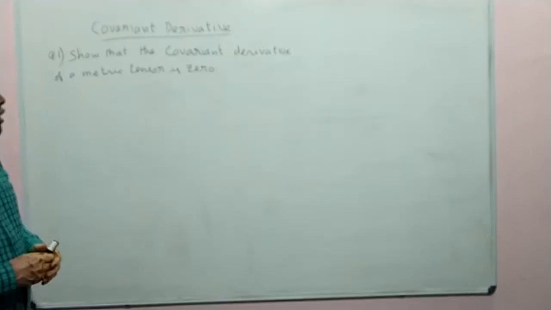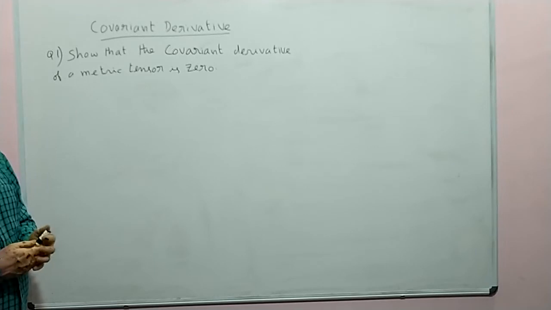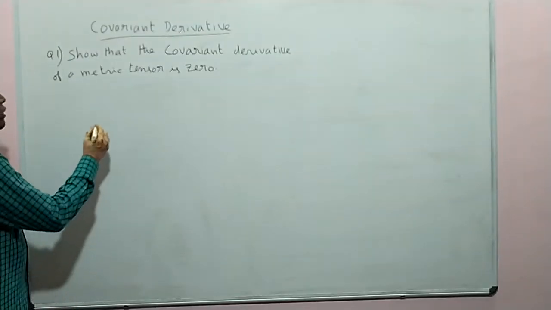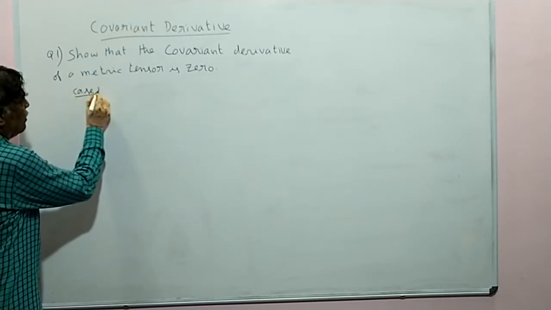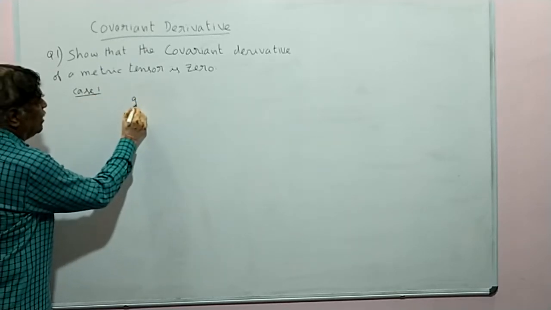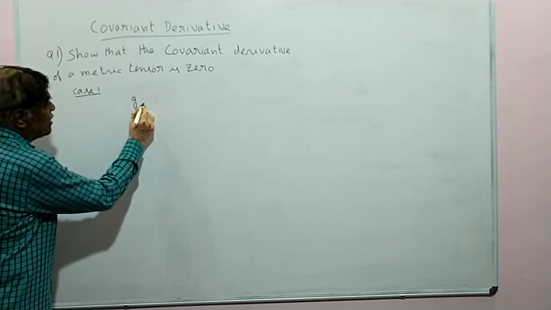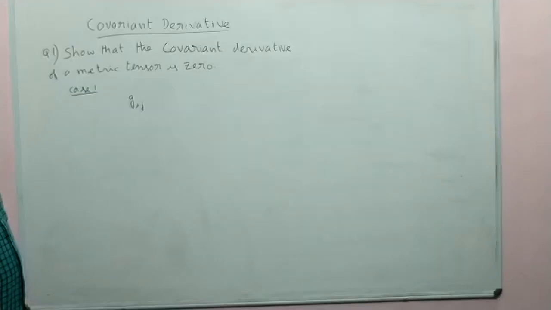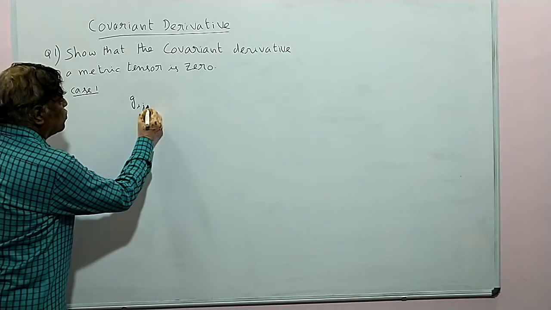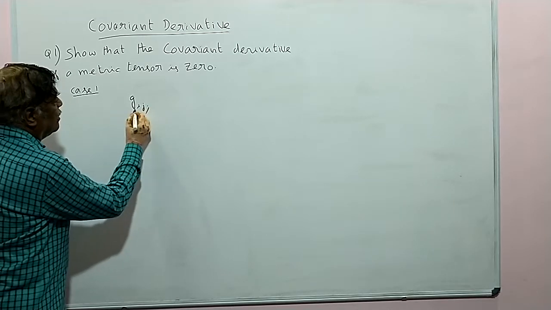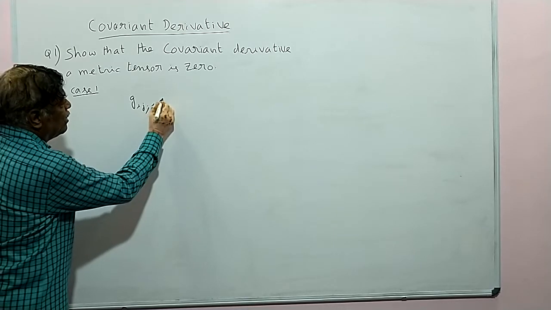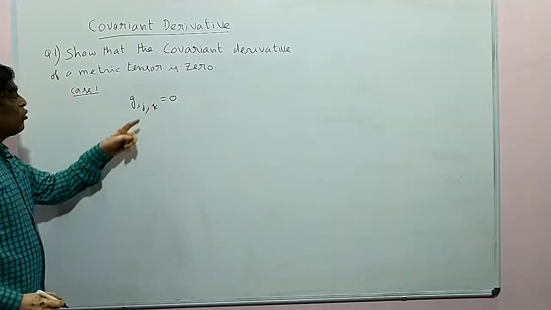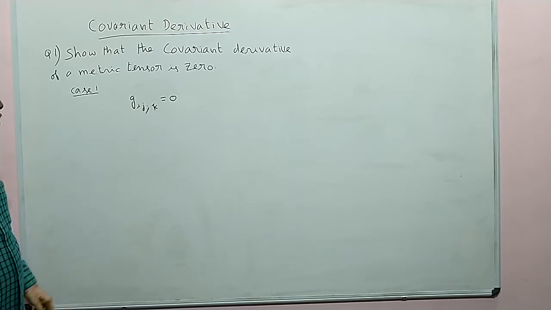In this lecture, we are going to show that the covariant derivative of the metric tensor is 0. Now, let us take the first case, case 1. Consider g_ij, the covariant metric tensor. We have to show that g_ij semicolon k is equal to 0. Semicolon means it's a covariant derivative.